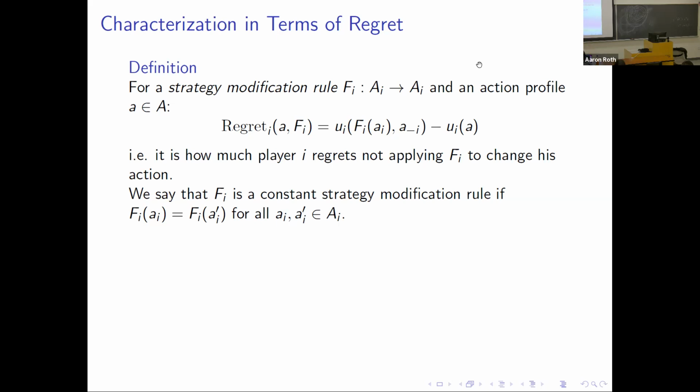into the action the backseat driver said you should have played. The action that you get by applying the strategy modification rule to the action you actually played. The difference is between the utility you would have gotten under this counterfactual world in which the backseat driver applied the strategy modification rule, compared to the utility that you actually got, given what you actually did. So a strategy modification rule tells you for everything you could have done, what you should have done instead, and your regret to a strategy modification rule given a particular action profile is just how much better you could have done had you applied the strategy modification rule.